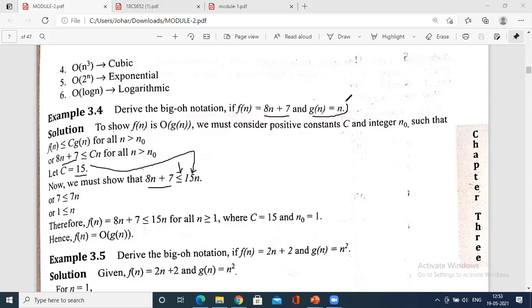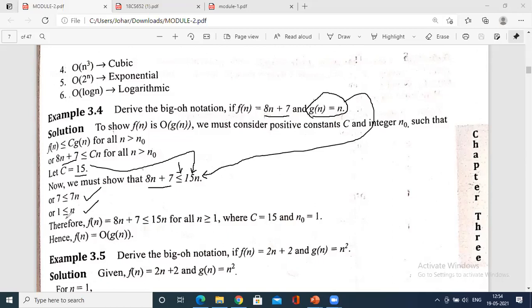He has given G of n. What is the value of G of n given in the problem? G of n equals to n, is it or not? So now 15n. Now let us derive for the other value. So you reduce it by 7. When you do 15n minus 8n, it becomes 7n. Again, what will be the value of n? So again, 7 divided by 7 is 1. So you get 1 less than or equals to n. So therefore, what happens to n here?